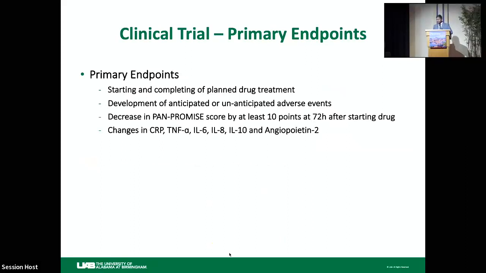The primary endpoints include starting and completing the planned drug treatment, to check for development of anticipated or unanticipated adverse events, to evaluate whether there is a decrease in the PAN-PROMIS score by at least 10 points after 72 hours of starting the drug, and to monitor changes in inflammatory cytokines such as C-reactive protein, TNF-alpha, IL-6, 8, 10, and angiopoietin 2 in the serum levels.